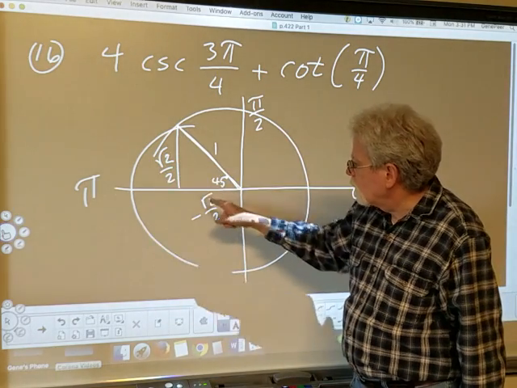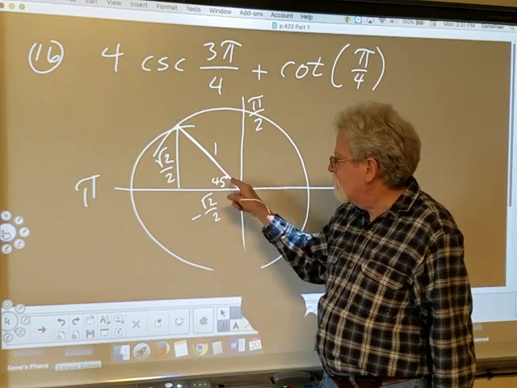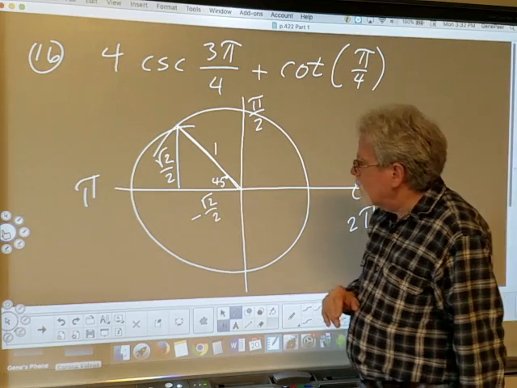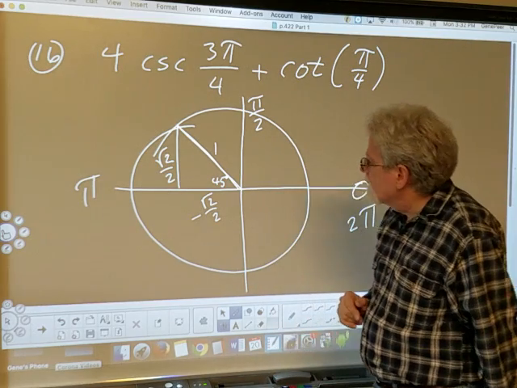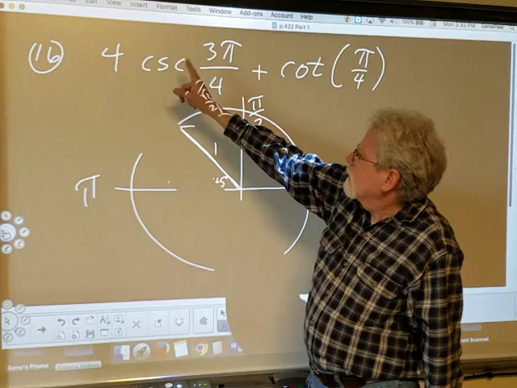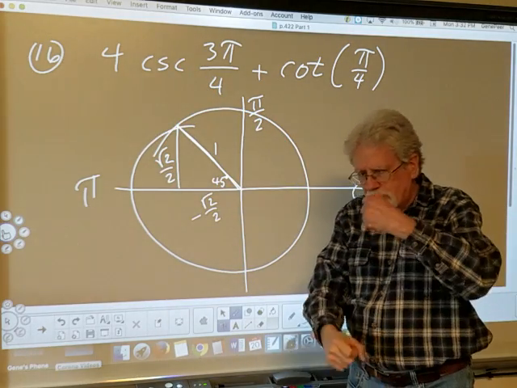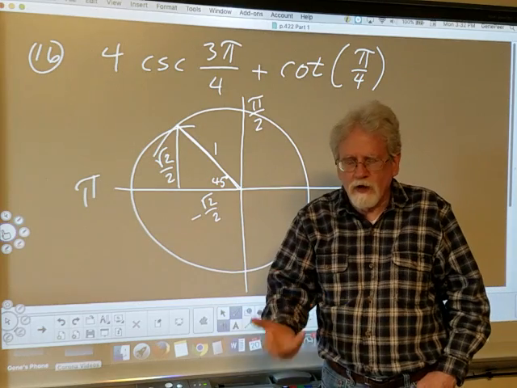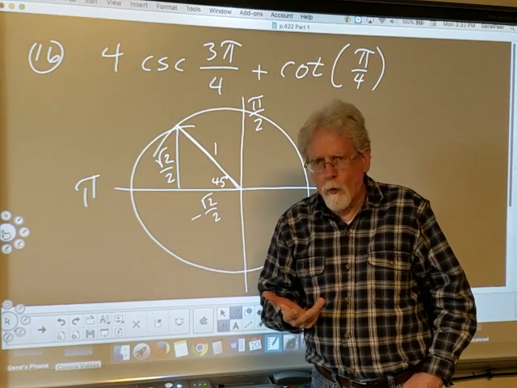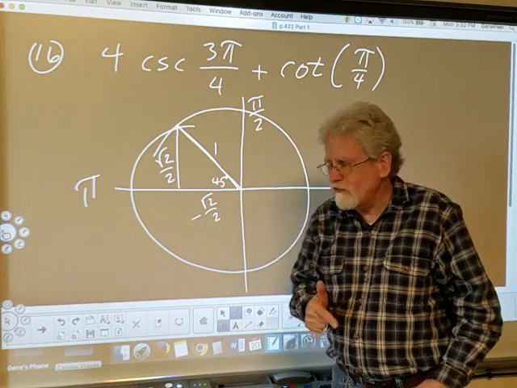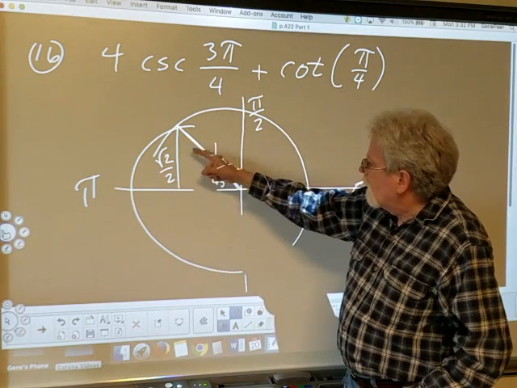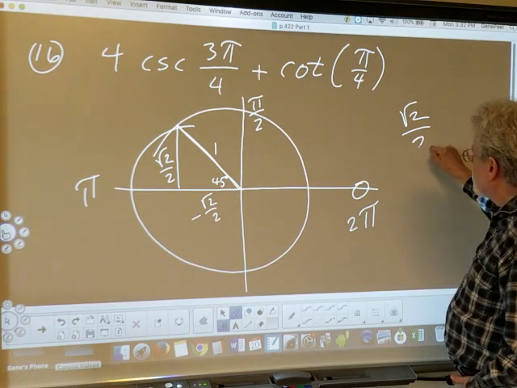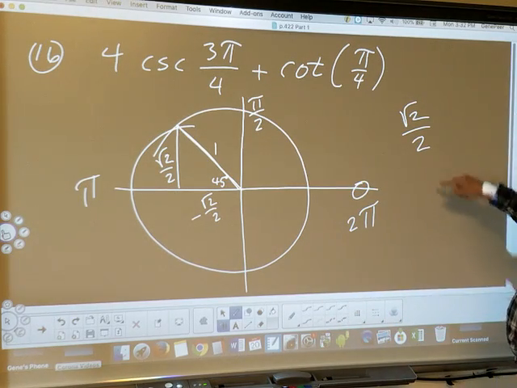Yes, you are responsible to remember these patterns for a 45-45 triangle. I can't memorize it for you. You must know it. All right, so cosecant being the reciprocal of sine, let's get sine first. Sine would be opposite over hypotenuse. You know your old friends, SOHCAHTOA. Sine is opposite over hypotenuse. So it's going to be square root of 2 over 2 over 1.